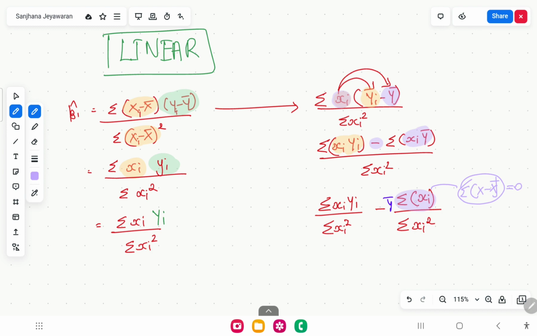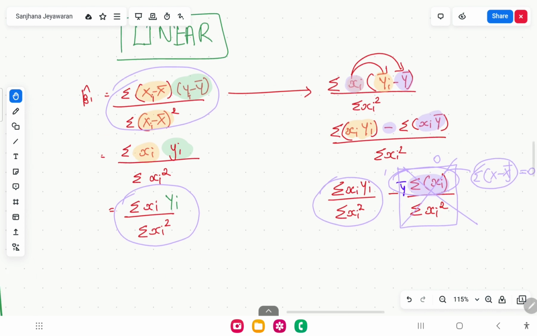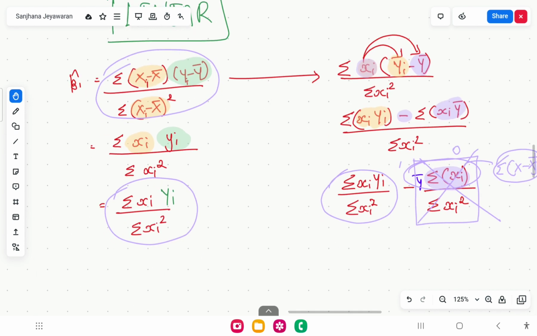And we have already proved that sigma x minus x bar is equal to 0. That means sigma simple xi is equal to 0, which obviously means this whole part is equal to 0, and because of that this entire thing is equal to 0. That means this is not there. So basically this equation can be written like this. That is what I've written over here. The simple y becomes capital Y because this part of the equation gets cut. It's 0 basically. So ultimately I can write that beta 1 cap is equal to sigma xi yi over sigma x square.